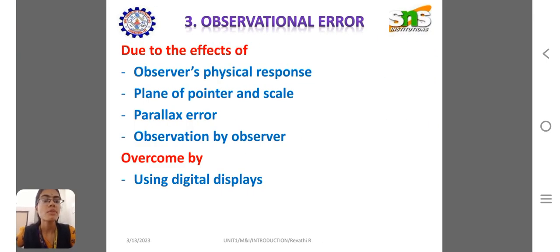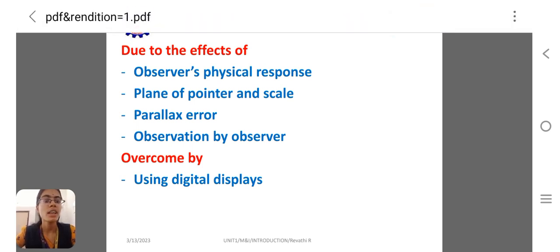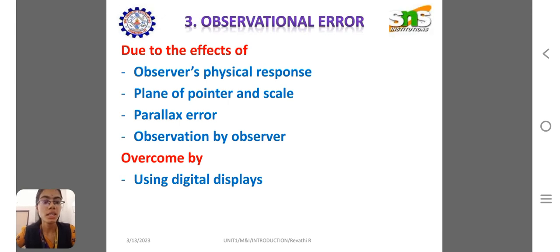Third one is observational error. It is due to the effect of the observer's physical response, plane of pointer and scale, and parallax error in observation by the observer. This observational error can be overcome by using digital displays. Using digital displays can be a remedy for overcoming this observational error.